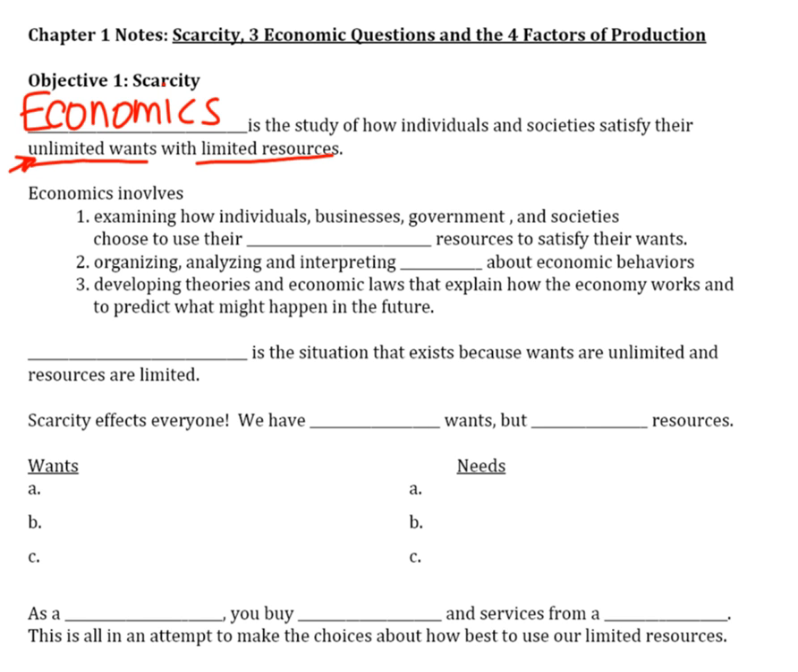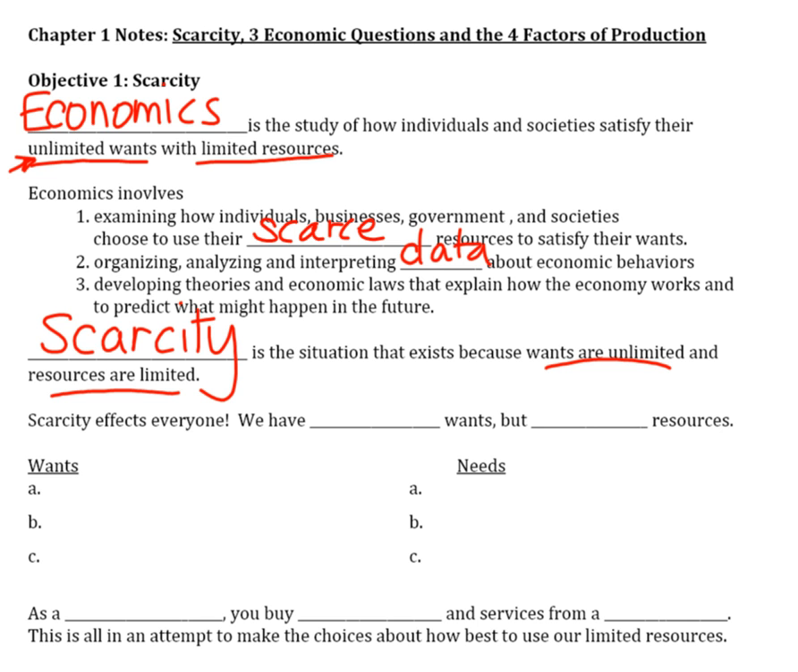All right, so economics involves three things: examining how individuals, businesses, government, and societies choose to use their scarce resources, since they only have the ability to get their hands on so much of it, to satisfy their wants; organizing, analyzing, and interpreting data about economic behaviors; developing theories and economic laws that explain how the economy works and predict what might happen in the future. All right, so the fact that our wants are unlimited and our resources are limited, that's going to be the definition of scarcity. Can't get everything we want, unfortunately.